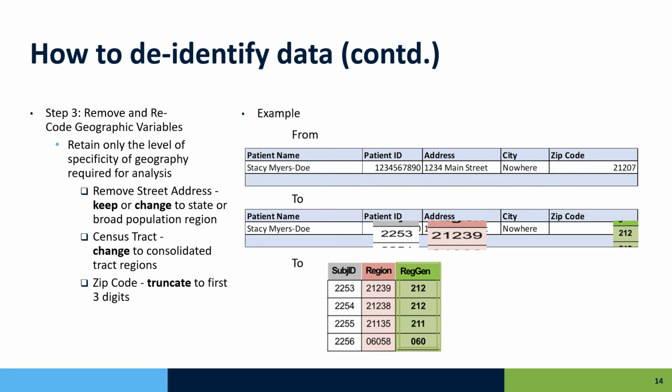Instead, we're going to replace her patient ID, give her a designated number, as well as a designated number for the address and for the zip code. We're only going to reduce it to the first 3 digits. And then we're going to place it into a diagram where it shows that the first row, 2253, is her ID, the 21239 is the address, and the 212 is the zip code. And in this case, there are other numbers that signify different people and are designated to those people.